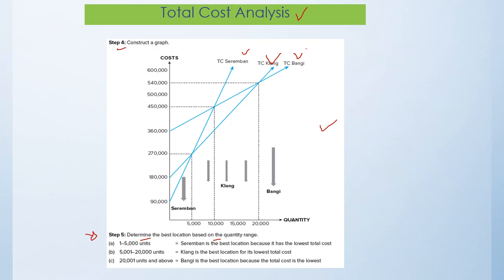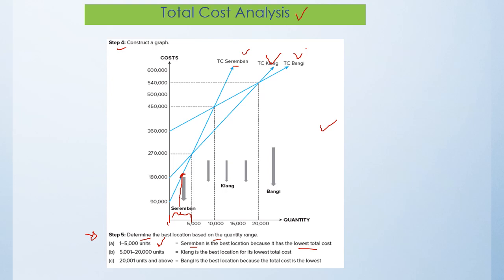So what we have to do is look at our graph here and start selecting the range. Let's say we have to make an assumption: if the company produces from 1 unit until 5,000 units. So kiranya company buat production barang dia from 1 unit until 5,000 unit. Our focus is only on this range. We go up and see which line we touch first. So we touch this line, which belongs to Seremban. So we list over here, if the company produces 1 unit until 5,000 units, Seremban is the best location because it has the lowest total cost.